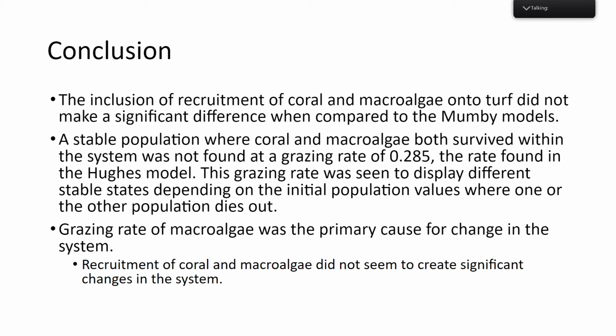In conclusion, the recruitment of coral and macroalgae on the turf did not make a significant difference when compared to the Mumby models. A stable population where coral and macroalgae both survived within the system was not found at a grazing rate of 0.285, the rate found in the Hughes model. This grazing rate was seen to display different stable states depending on the initial population values, where one or the other population dies out. Grazing rate of macroalgae was a primary cause for the change in the system, but recruitment of coral and macroalgae did not seem to create a significant change in the system.